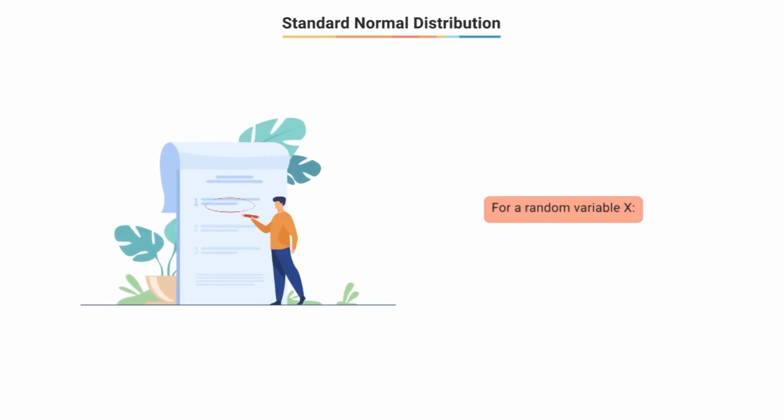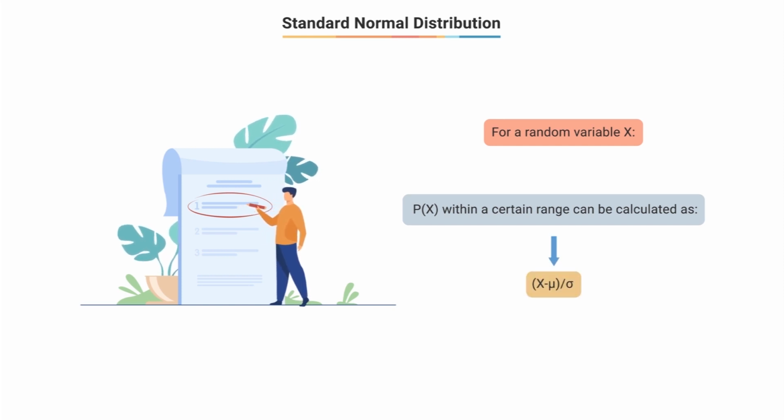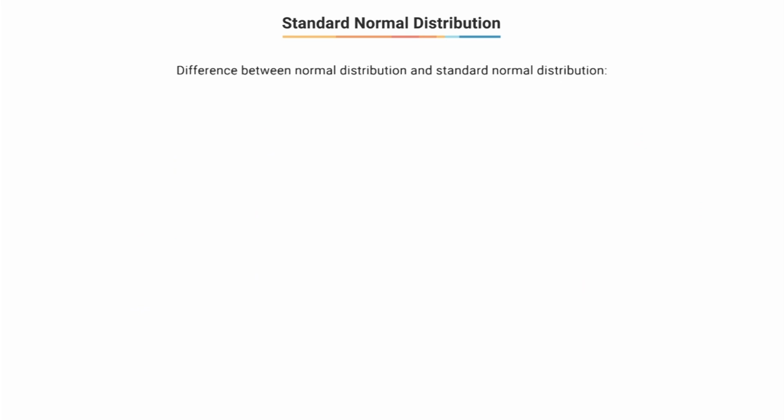Whenever we have some random variable x and we want to find the probability of x within a certain range, we can calculate a new random variable by finding out (x minus mu) upon sigma, which is z, and we can now say that z will follow the standard normal distribution. Let us see the difference between normal distribution and the standard normal distribution.